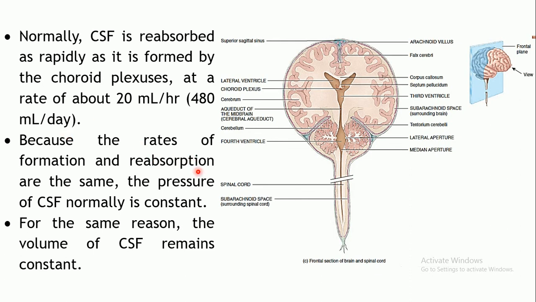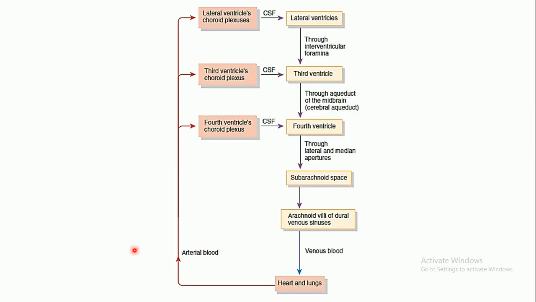Because the rate of formation and the rate of reabsorption are the same, the pressure of the CSF is normally constant. And for the same reason, the volume of the CSF also remains constant. Because the formation and the reabsorption, both are taking place at the same rate. So that's the flow of the CSF, the formation and the flow of the CSF which is taking place.